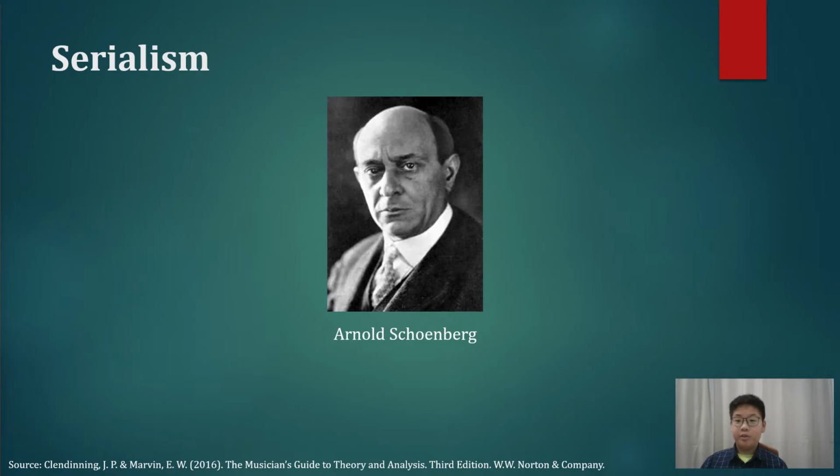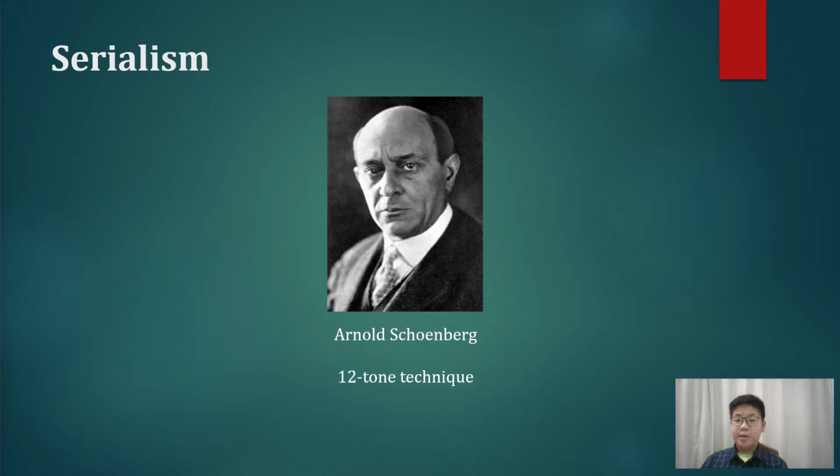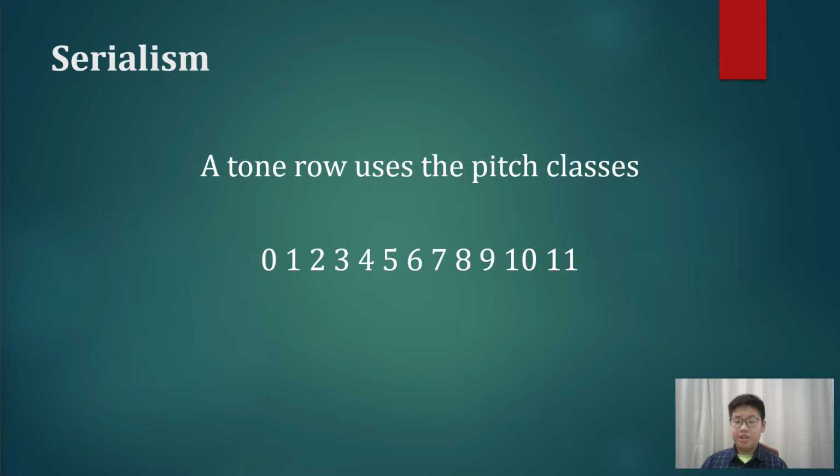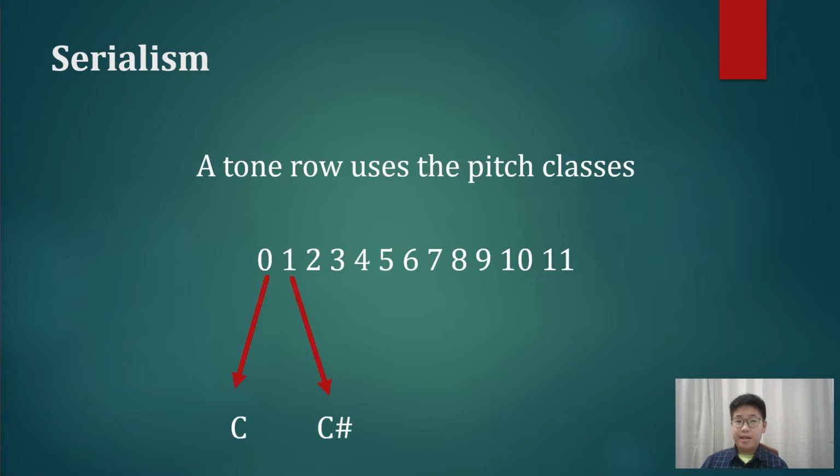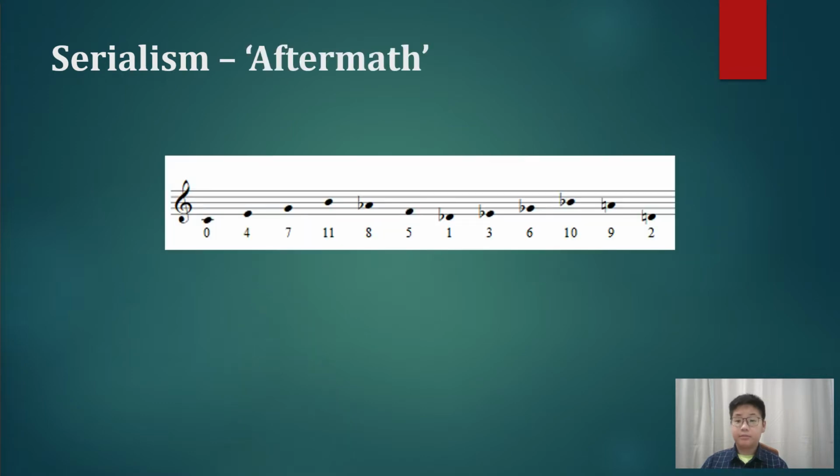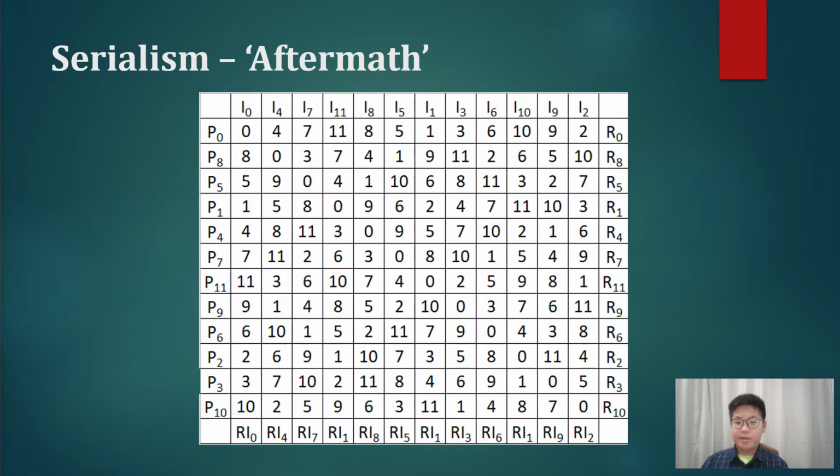Now we will move on to serialism. Arnold Schoenberg invented another compositional technique which he called the 12-tone technique. This technique lies in the definition of a tone row. A tone row uses the pitch classes 0 to 11 and these are not repeated. 0 is C and 1 is C sharp and so on. For my composition Aftermath, I use this series as shown for my tone row. This is the 12-tone matrix for this row which includes the 4 main transformations.